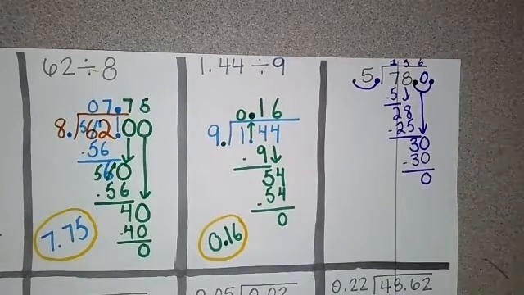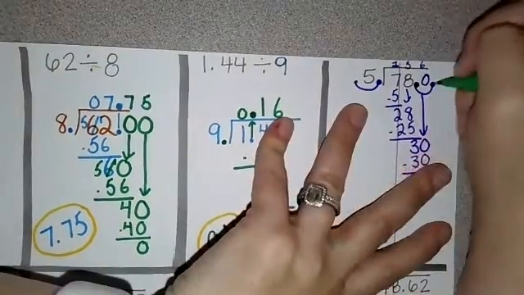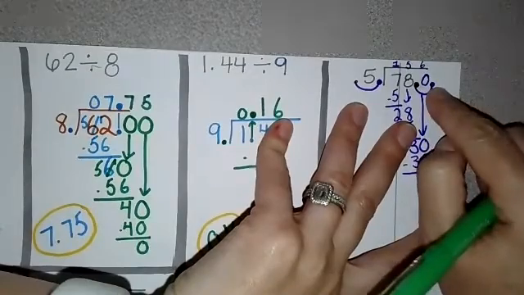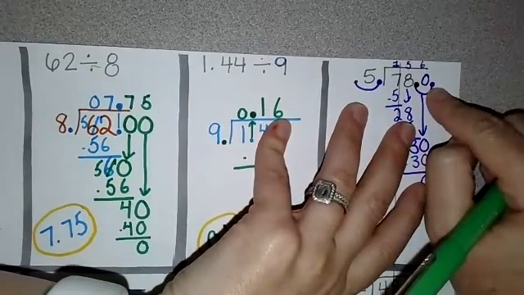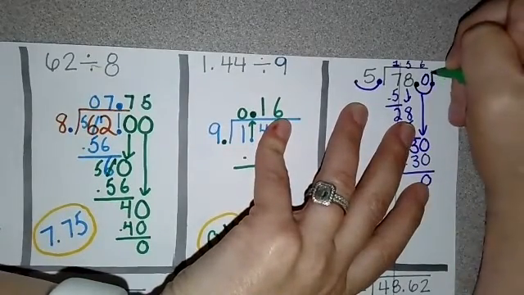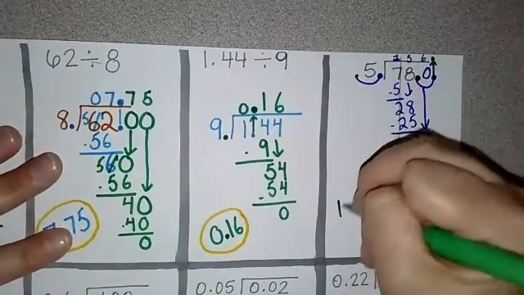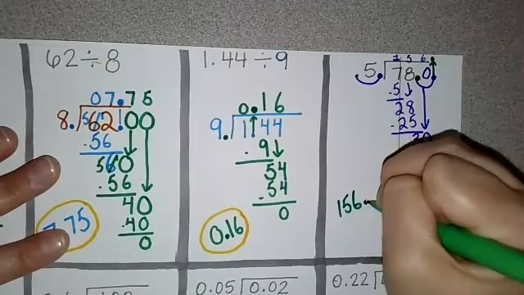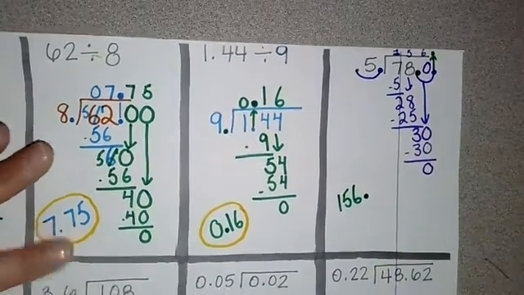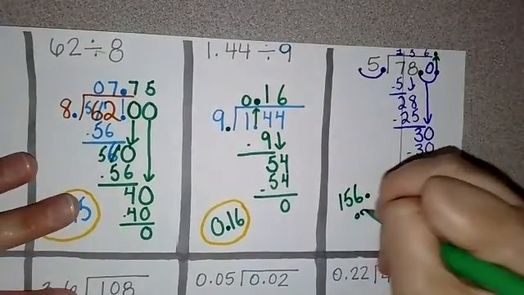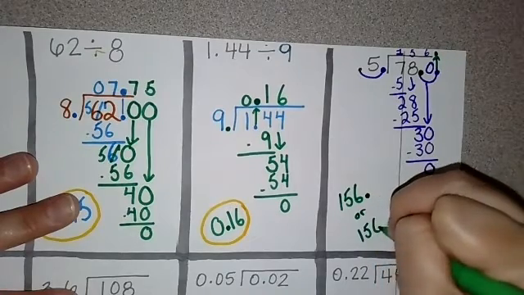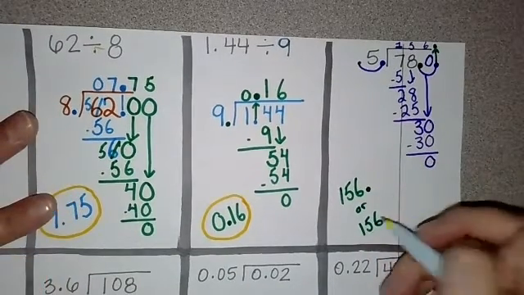And the last thing I have to do is take my decimal, where my new decimal is, and elevator ride it up. Bloop, bloop, bloop. Bing. So my answer is 156 with the decimal at the back. That is also known as just plain 156.